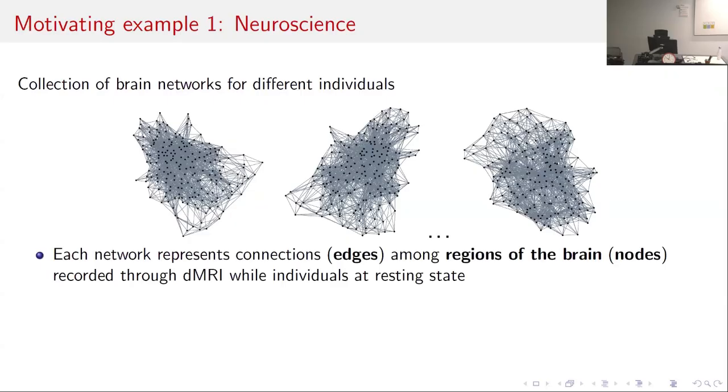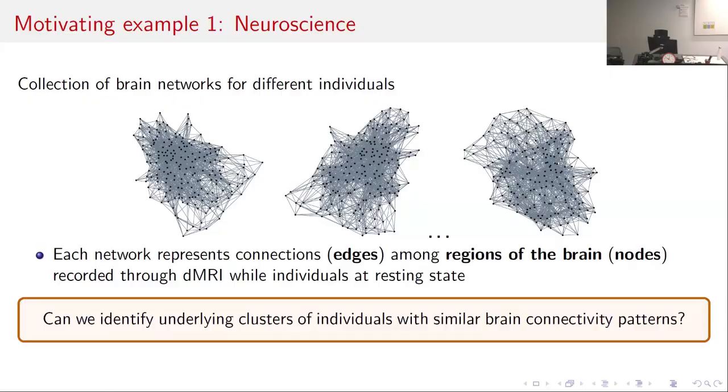I have two motivating examples for each of these studies that I'm going to talk about. The first one comes from neuroscience, where you might observe a population of networks coming from brain scans taken from different individuals. This corresponds to real data. It's not a toy example in this case. The nodes represent the brain regions, and the edges represent the connections between the brain regions as recorded through a brain imaging process. Here it is diffusion MRI, and these individuals were at resting state when these were recorded.